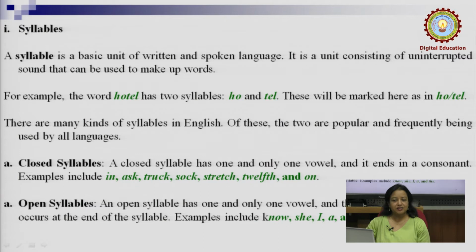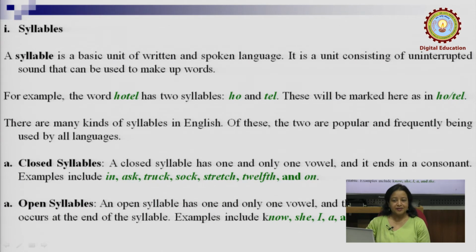There are many kinds of syllables in English. Of these, 2 are popular and frequently used by all languages. There are 2 types of syllables broadly: closed syllable and open syllable. A closed syllable has one and only one vowel, and it ends in a consonant. For example, in, ask, truck, sock, stretch, 12th, and so on.